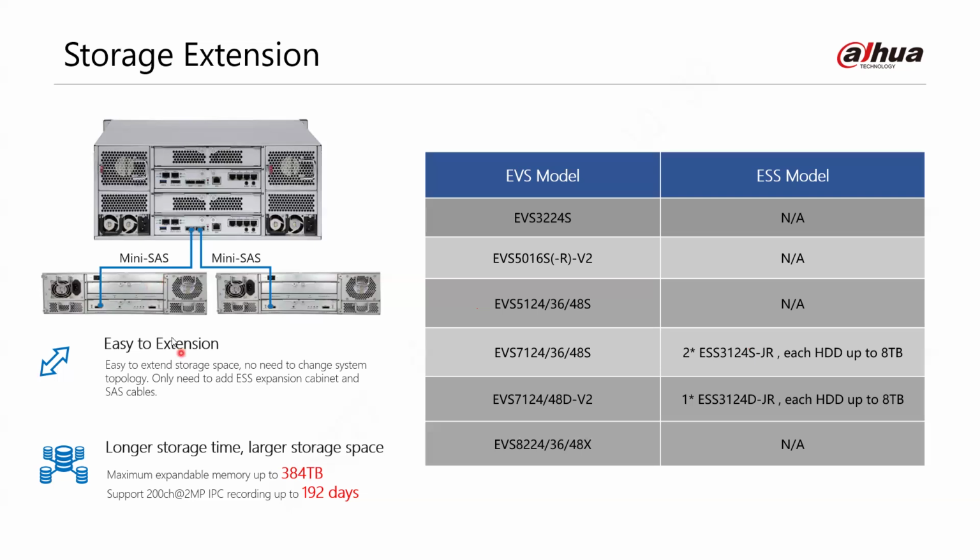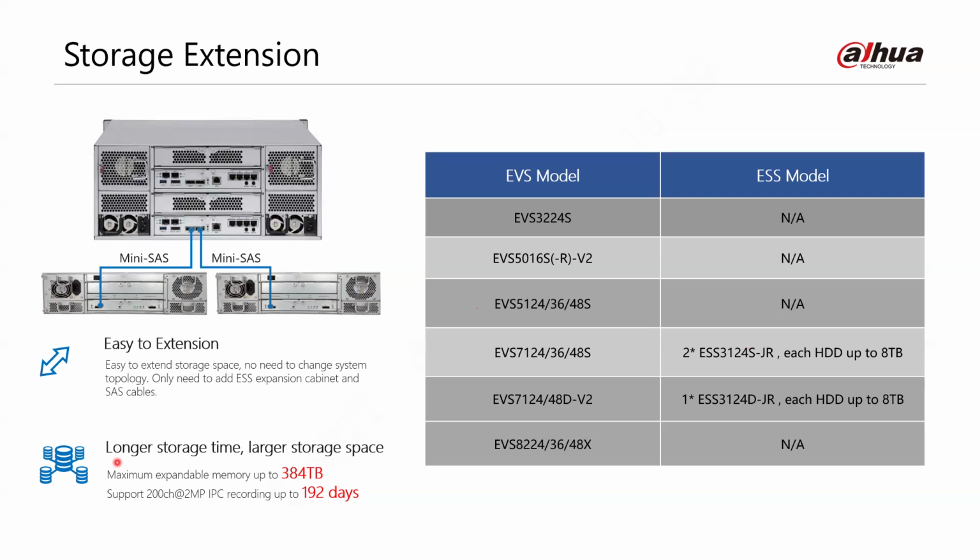So in this case, it's easier to do the extension, to extend storage space, no need to change the system topology. So all you need to do is just add the ESS, the expansion cabinet, and the SAS cables. So those particular SAS cables are the ones which are going to connect the main one plus the other extension storage. So then again, for this extension, there's a longer storage time and larger storage capacity.